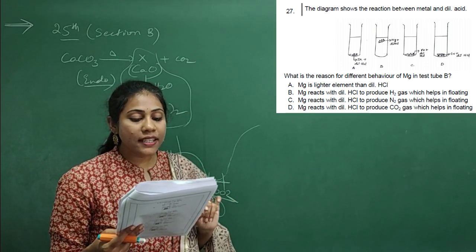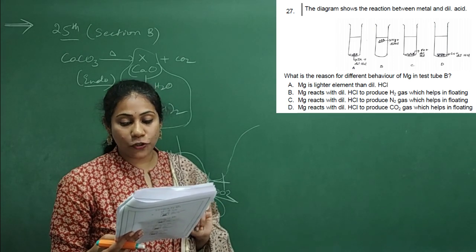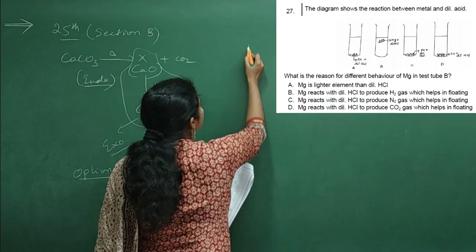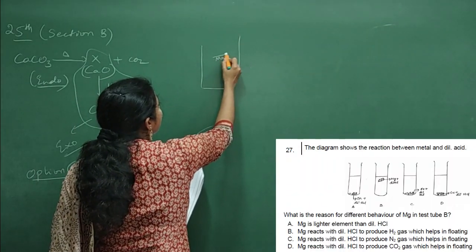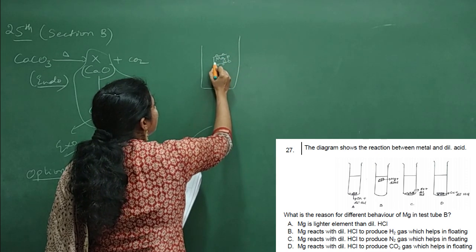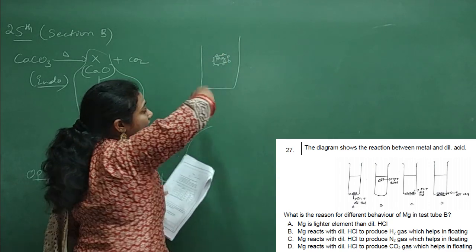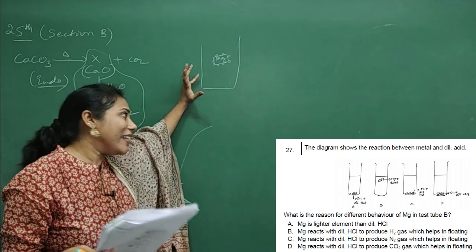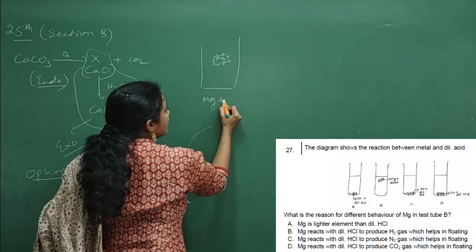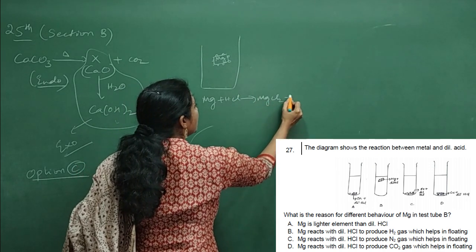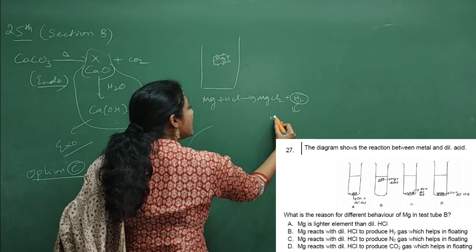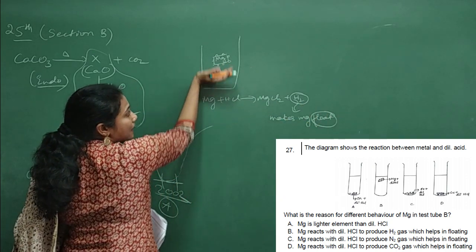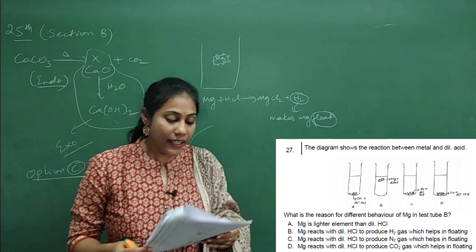See the question, what is the reason for different behavior of Mg in test tube B? See, all the test tubes look similar, but test tube B is not similar, right? Your Mg was somewhere here after the reaction and you had some bubbles, right? So Mg was not at the bottom, it was on the surface, a little up. So why is this special behavior? It's because Mg must have reacted with HCl to give MgCl2 plus hydrogen gas. This hydrogen gas makes Mg float. So this H2 gas makes Mg float on the surface. That is the reason.